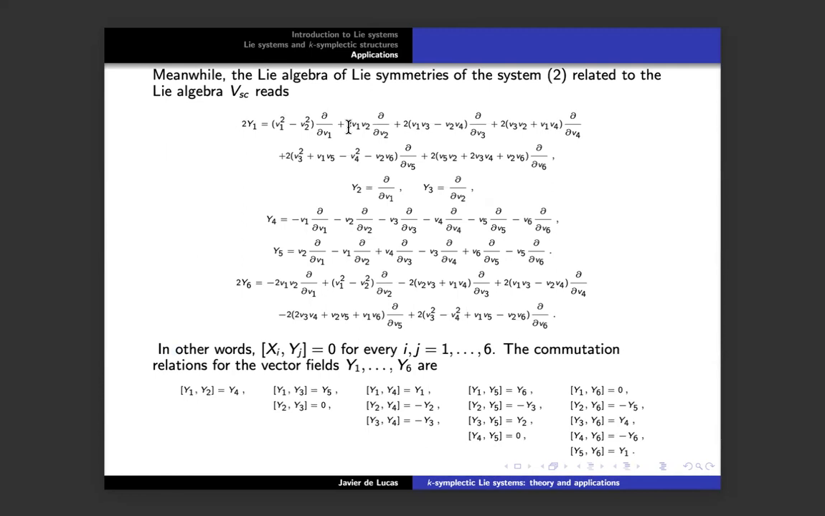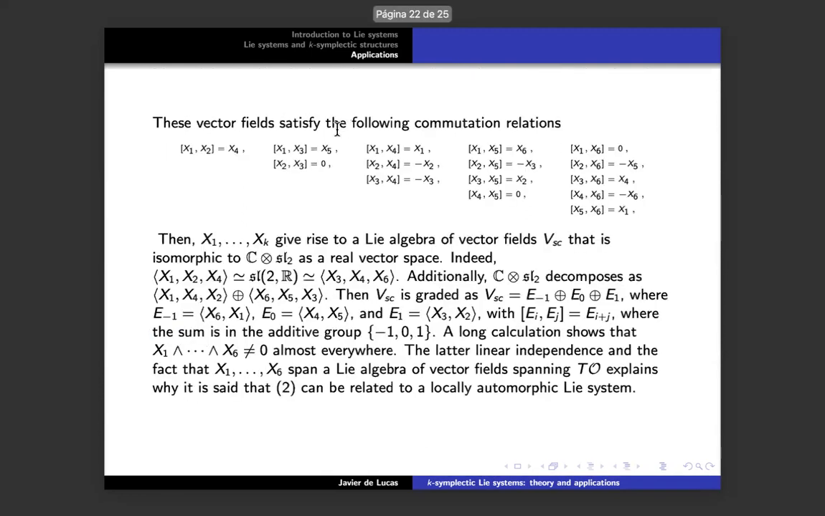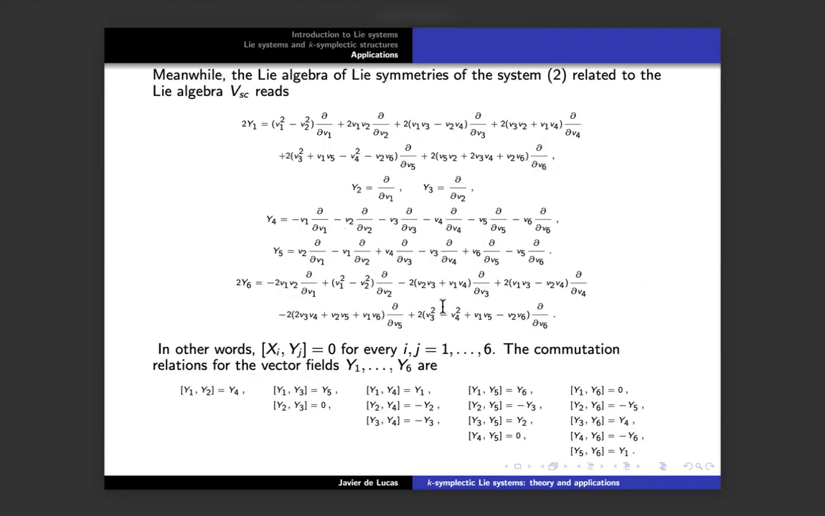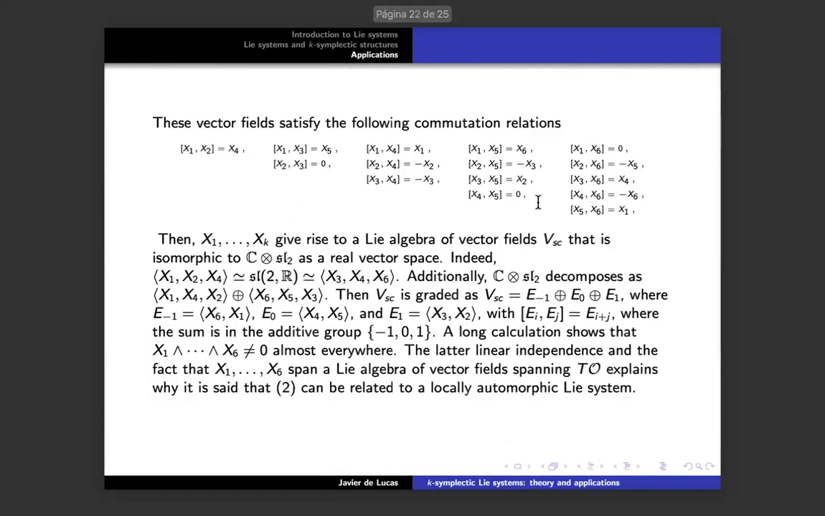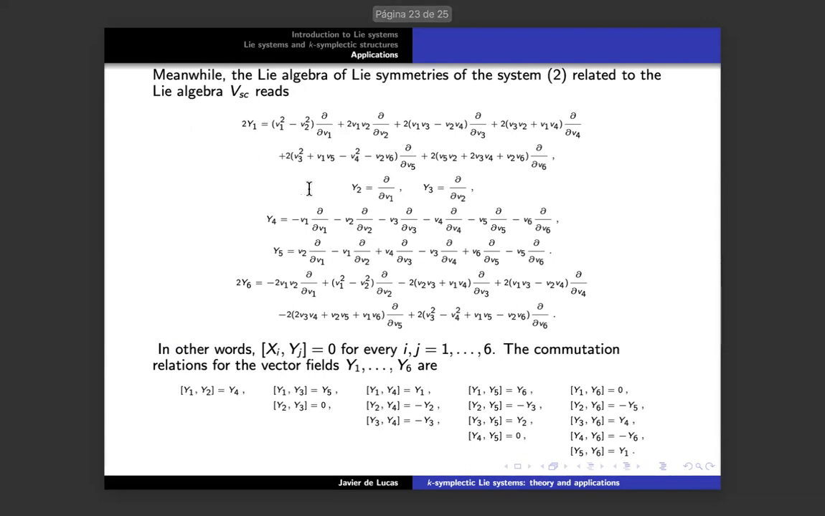For these locally automorphic Lie systems, if you have a Lie algebra isomorphic to a Lie algebra of vector fields, you will have another Lie algebra of vector fields that commute with every single one of them. And there are no more. I mean, every vector field on our manifold that commutes with all of them is a linear combination of these six.